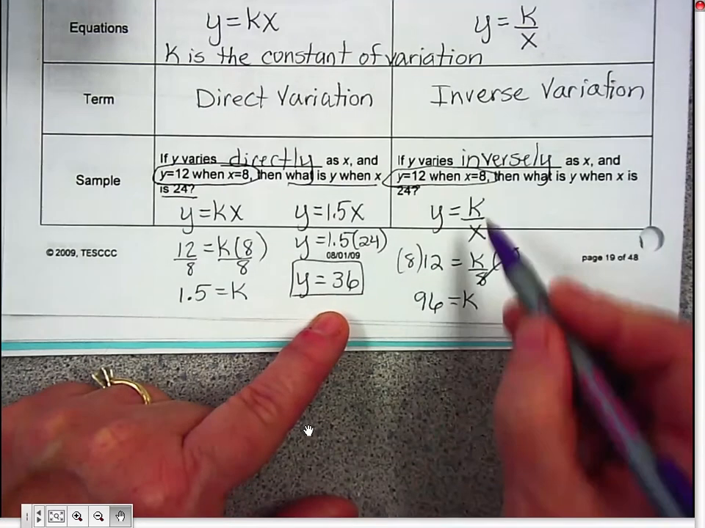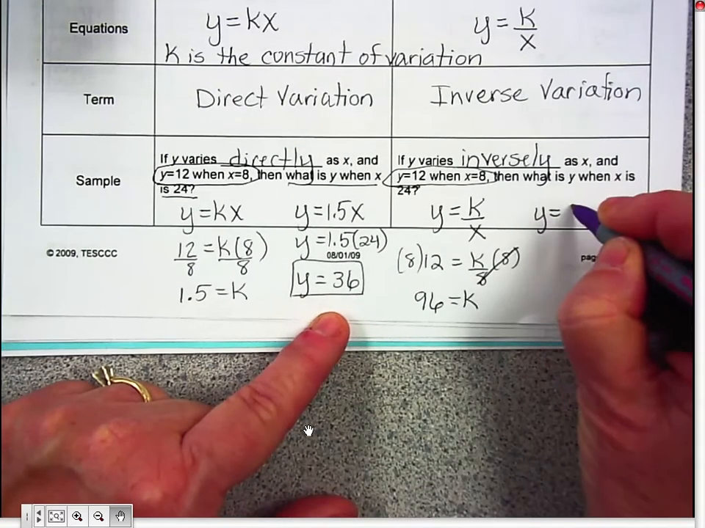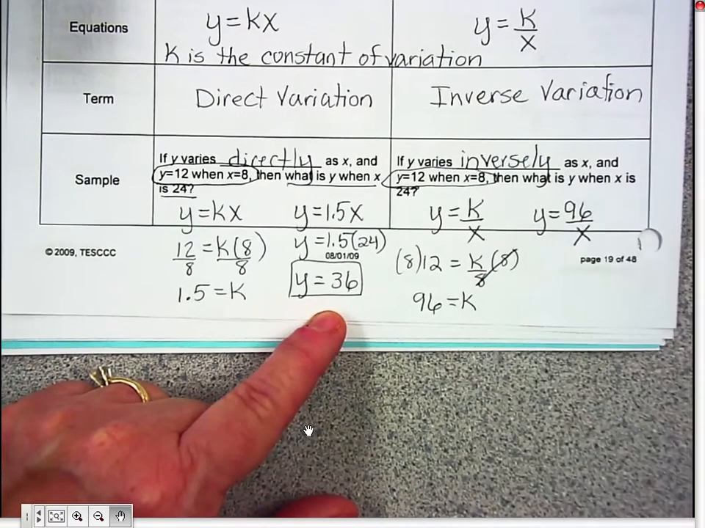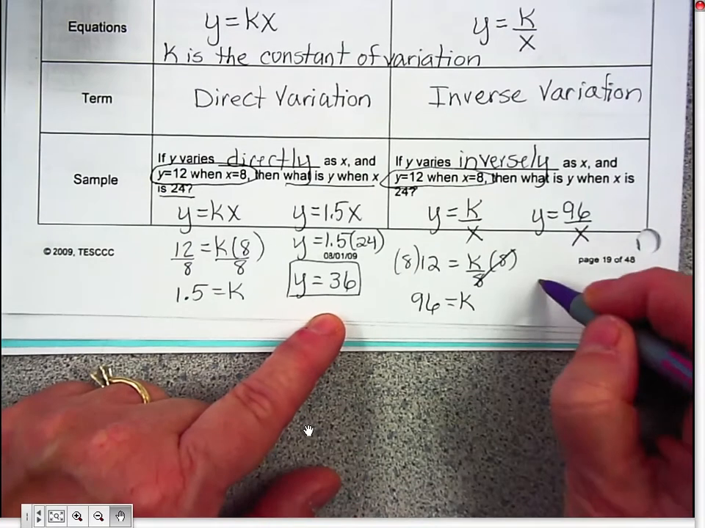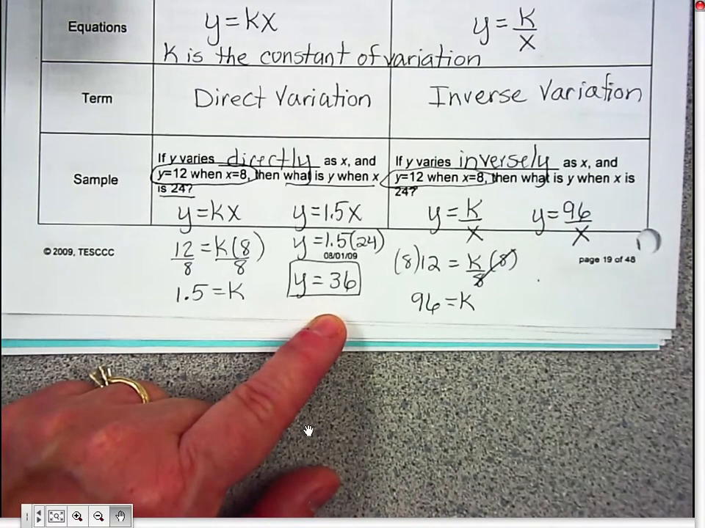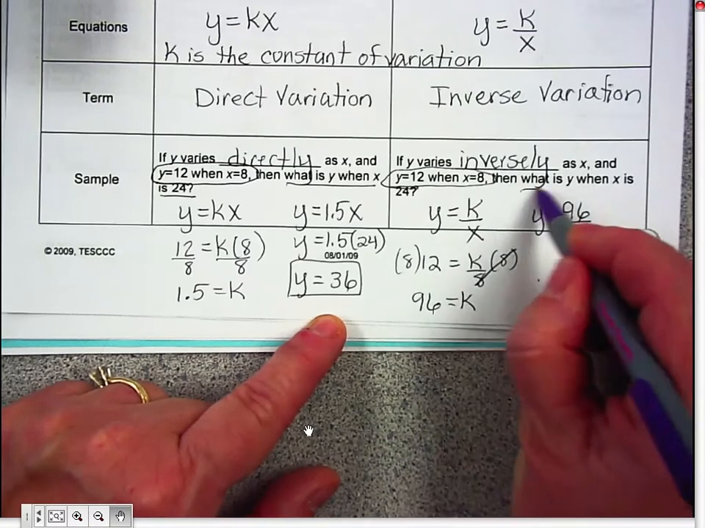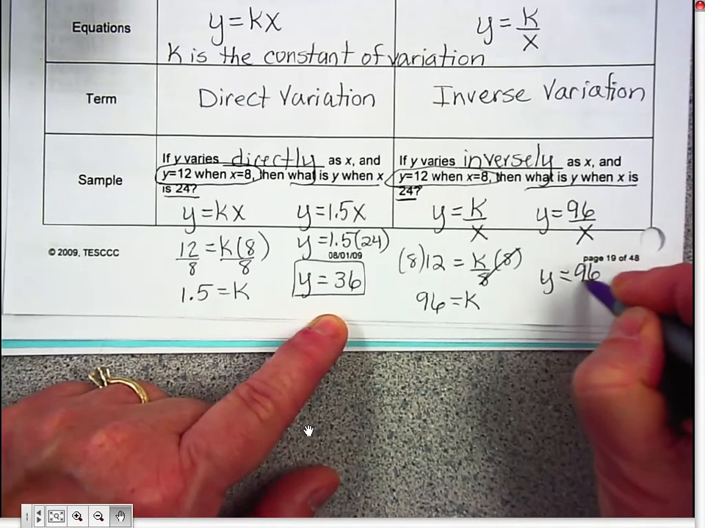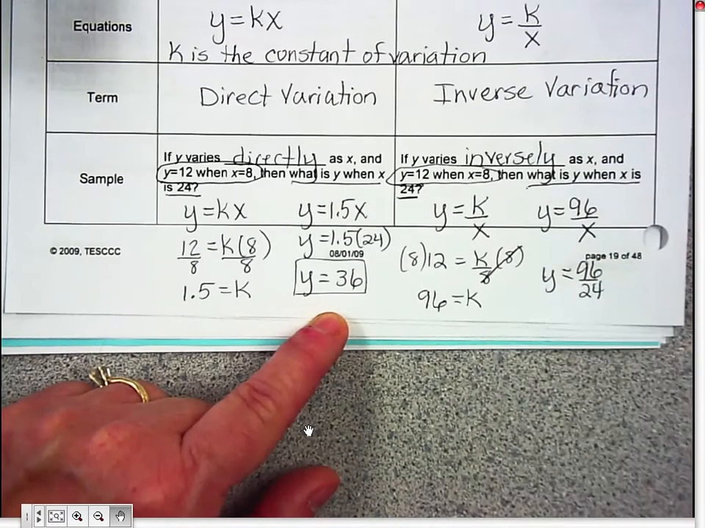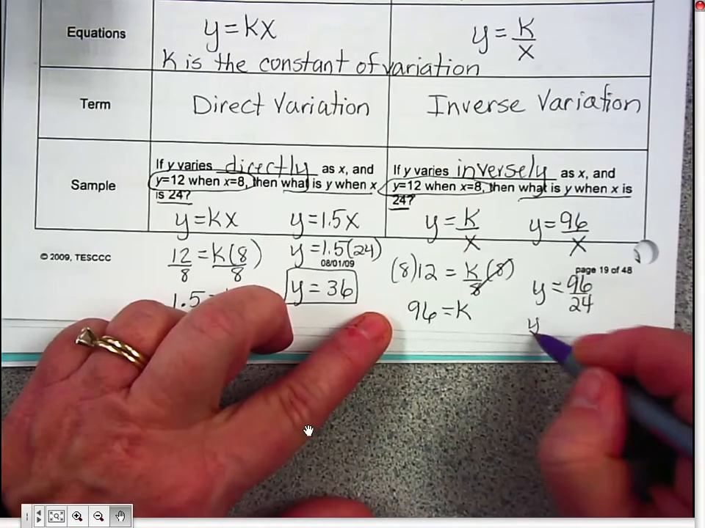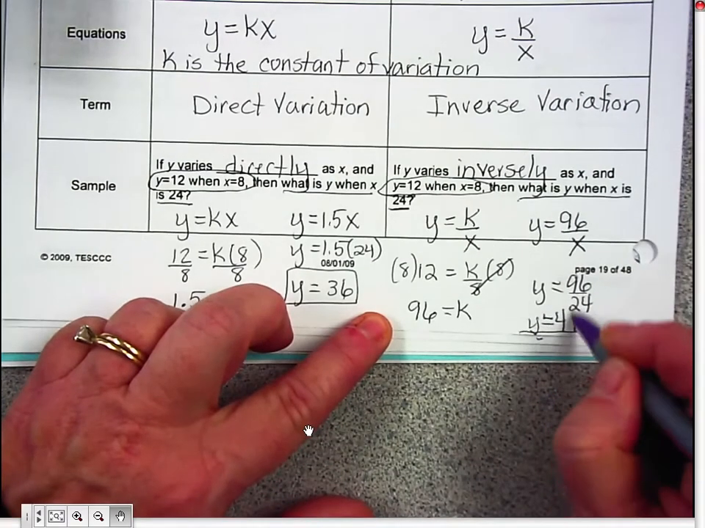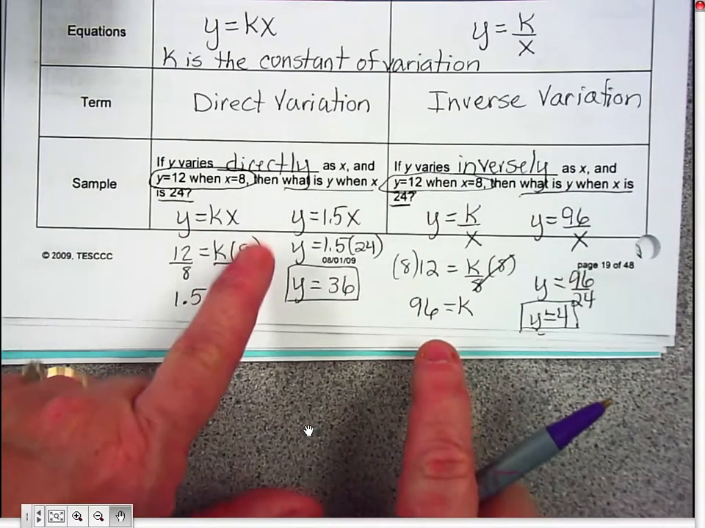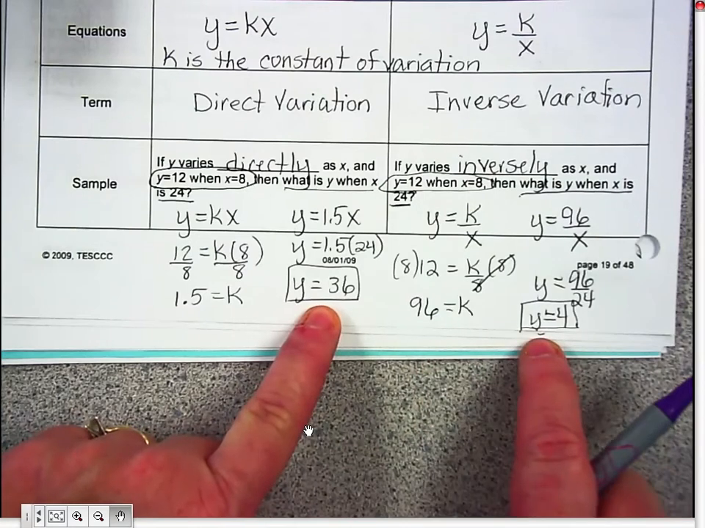Okay, then we're going to plug that 96 in for K, because now we know what K is. So Y equals 96 over X. That's our new equation. And then we're plugging in for X. What are we going to put in there? 24. Right, because what is Y when X is 24? So we'll plug in 24 for X. 96 divided by 24 is 4. So you get a very different answer when it's inversely, because these were the same numbers. That one was direct and that one was inverse.